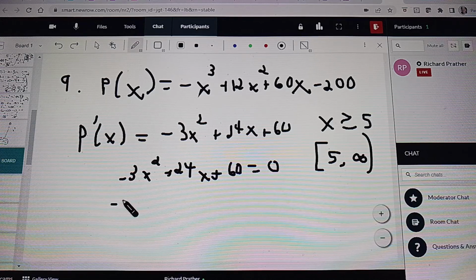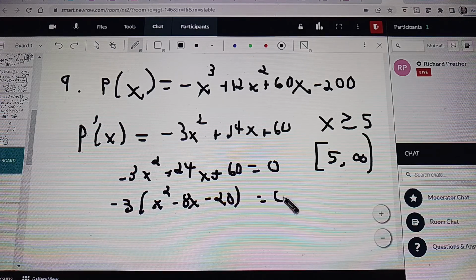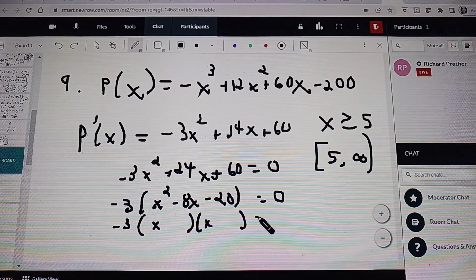I would factor out a negative 3 just so you can have a 1x squared, if you can do that. 24 divided by negative 3 is negative 8x. 60 divided by negative 3 is negative 20. This would factor potentially into 2 factors. You can even divide by negative 3 and that would be gone.